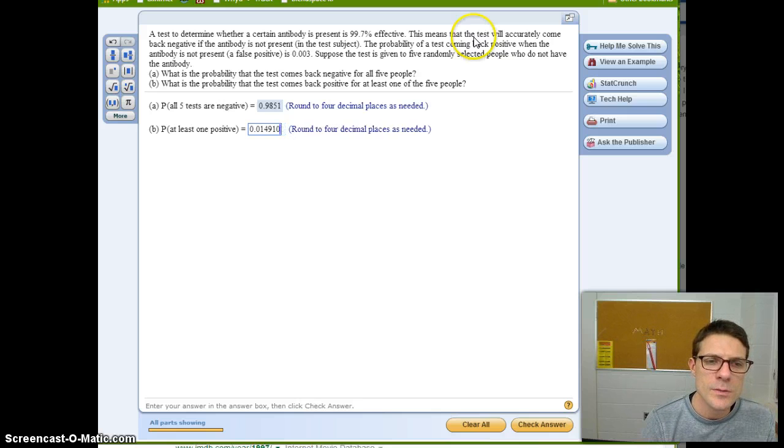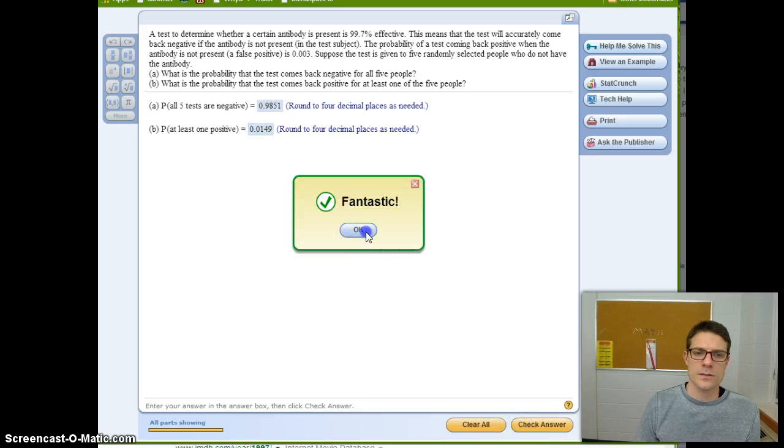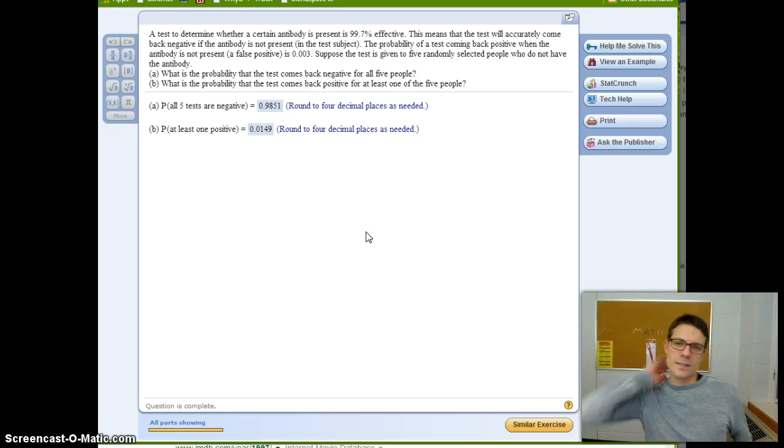And we round to 4 decimal places again. So I think that's right. Let's check our answer. All right, we did it. So I hope that helps a little bit, right? You just multiply the probability of each person individually having the correct read, and you do that 5 times.